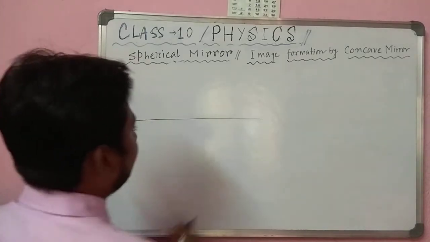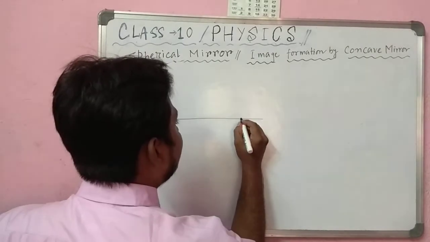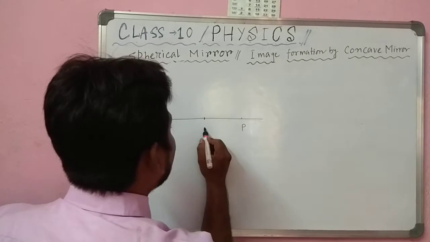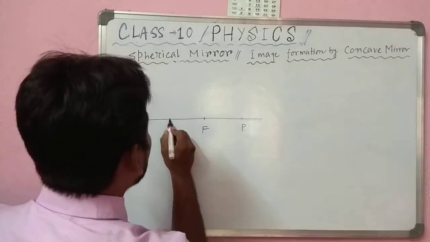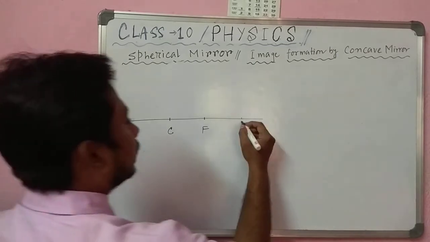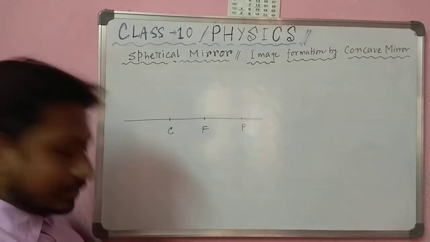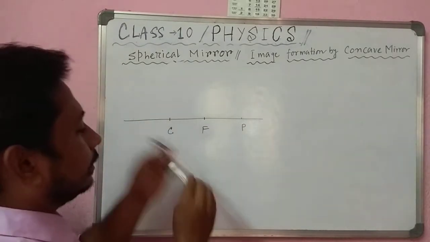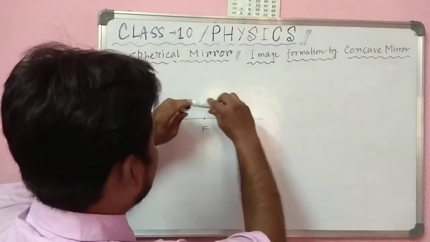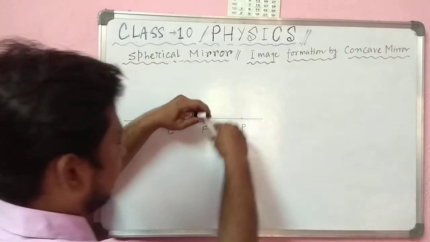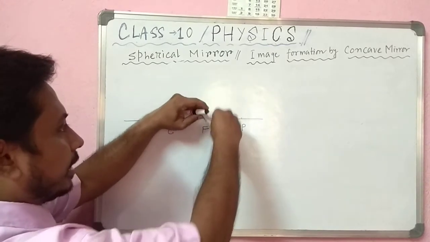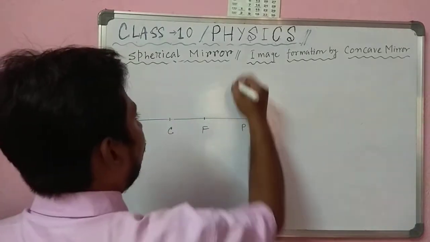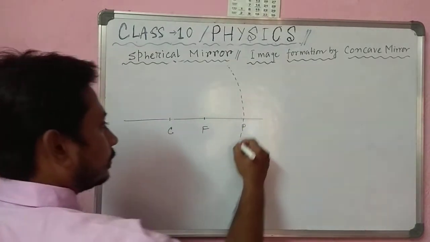Now mark with the scale with a 2 cm gap. Think it's the pole, and take another 2 cm, that will be your focus, and another 2 cm for the center of curvature. Then put your compass like this. Suppose this is the needle of the compass and this is your pencil, and make a curve like this.